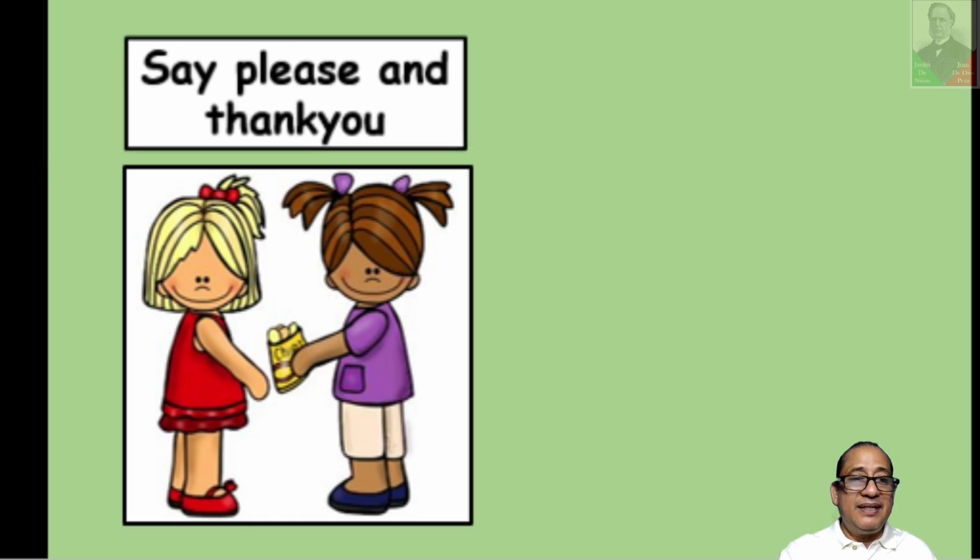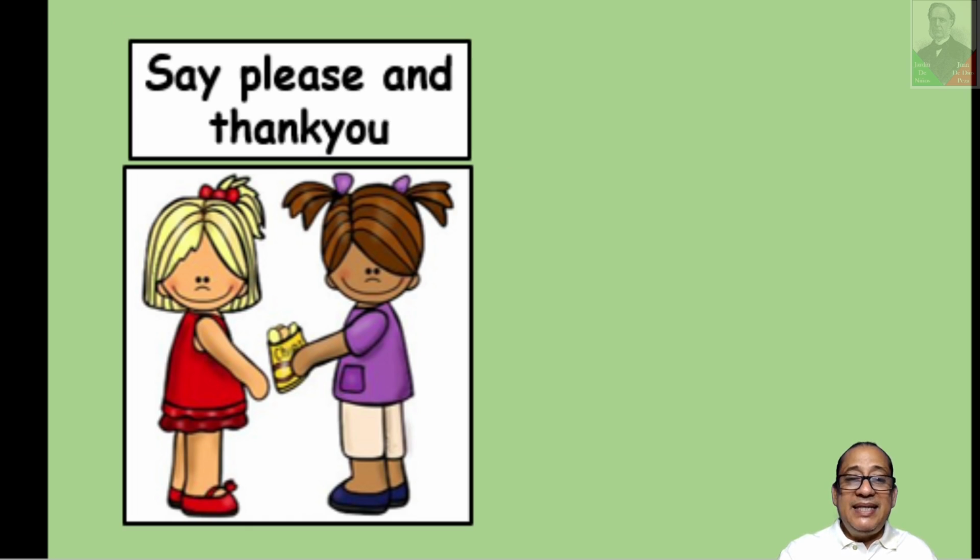Say please and thank you. These girls are sharing potatoes or cookies. They are sharing. Están compartiendo. Okay? You have to use polite words. Please and thank you. And may I?